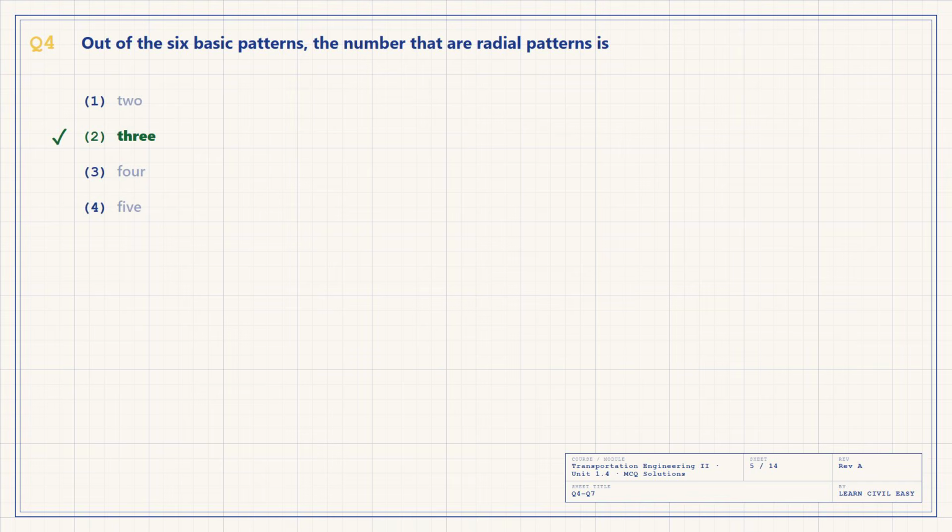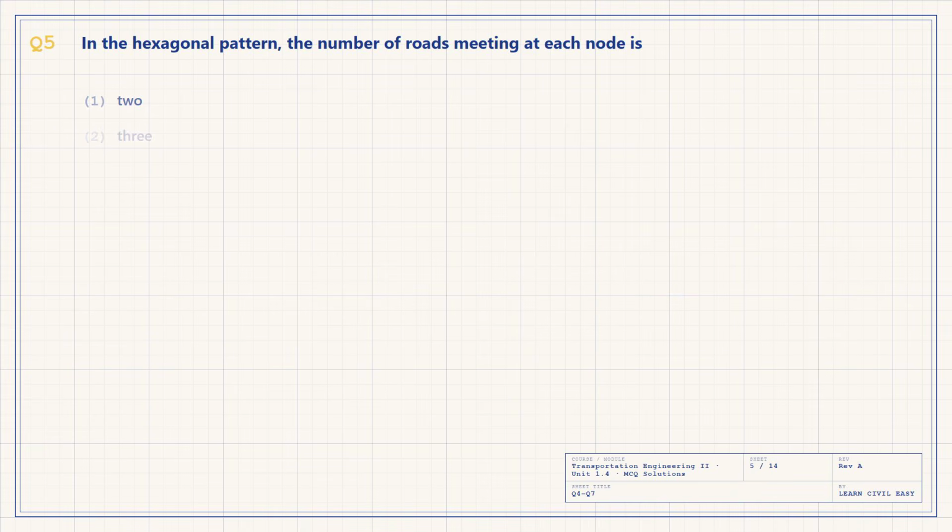This is the earlier point coming back already. Question 5. In the hexagonal pattern, the number of roads meeting at each node is option 2, 3, never 4. And that single number is the entire justification for the hexagonal pattern, as we will see in question 15.